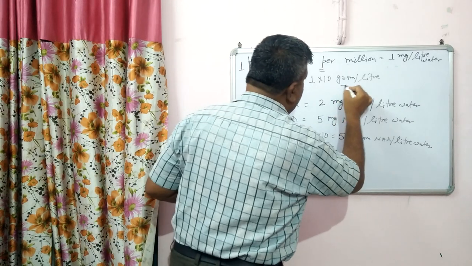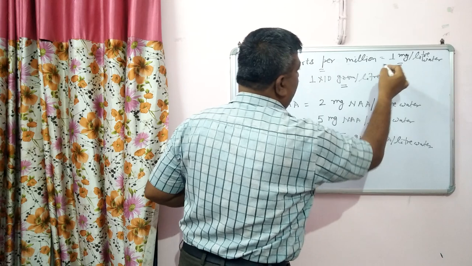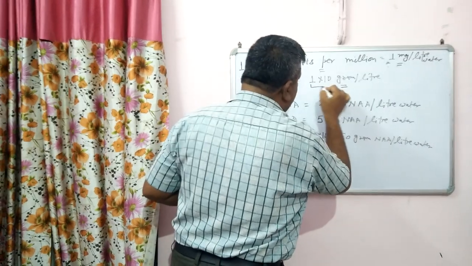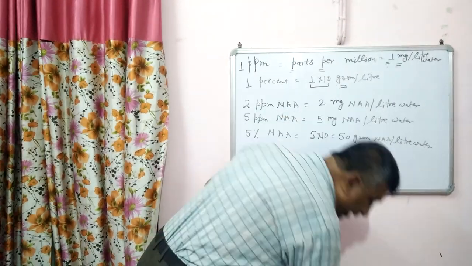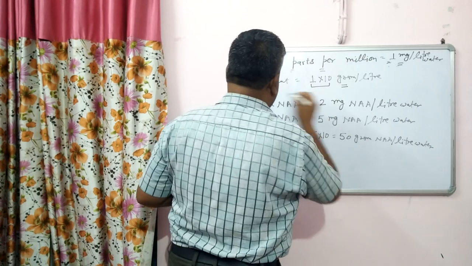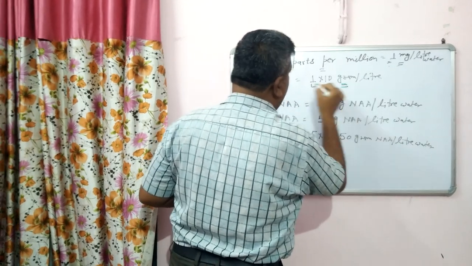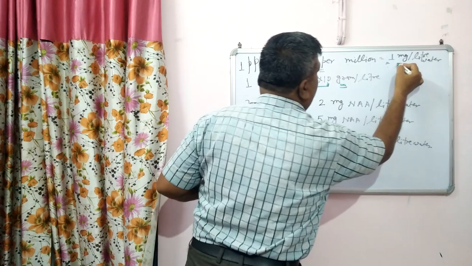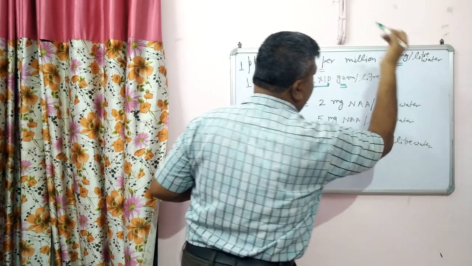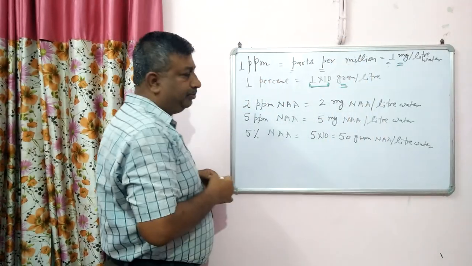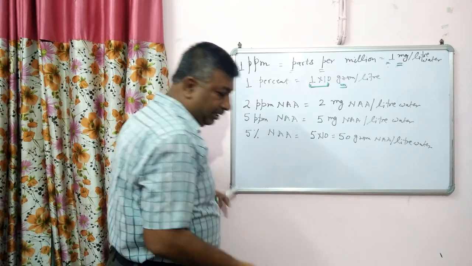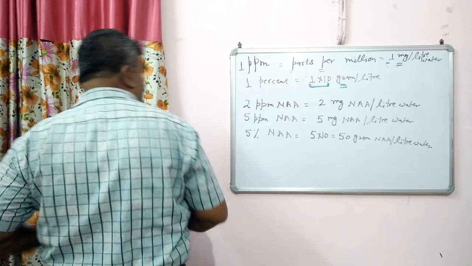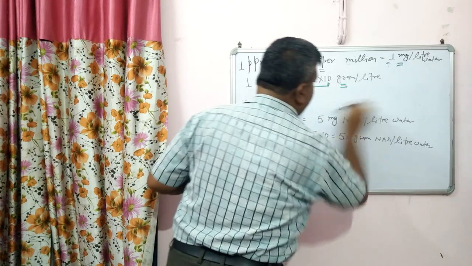So look here, it is gram and it is milligram. It is only 1, but it is multiplied by 10. So this is the key point you should remember. So for 1% the amount is dissolved in gram, multiplied by 10, and for ppm it is only milligram. So this is the way how we can calculate the percent and the ppm solution.